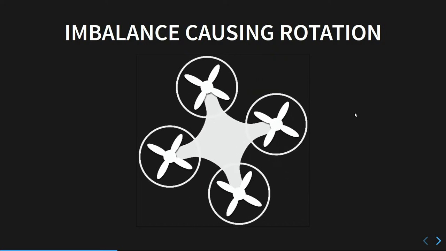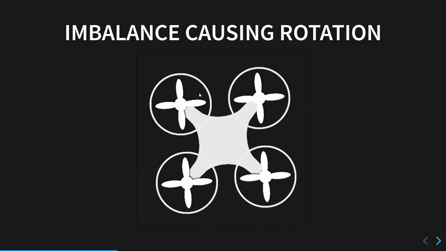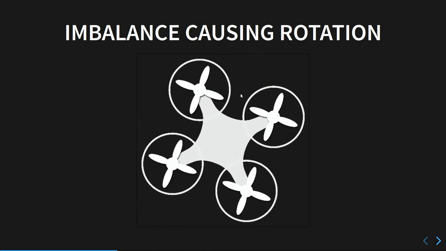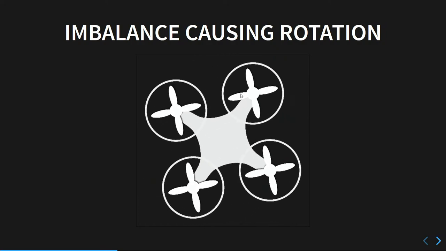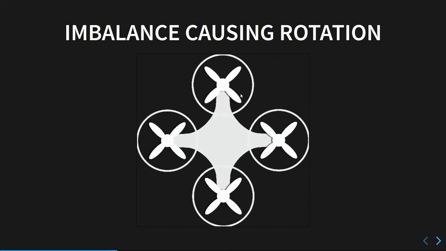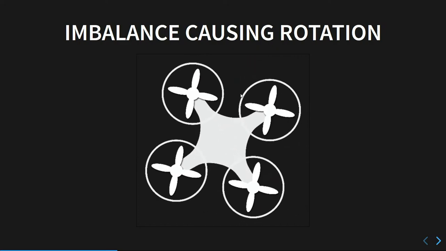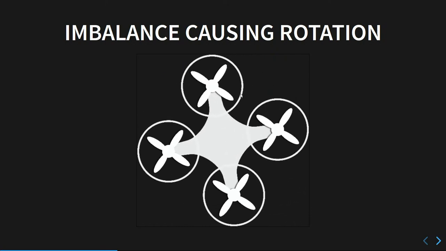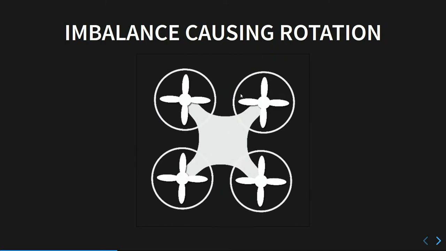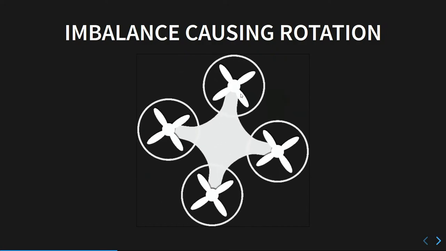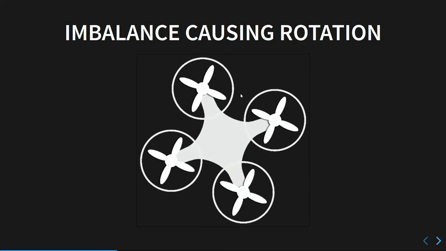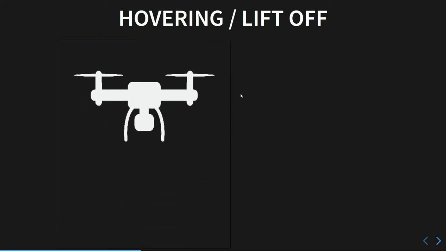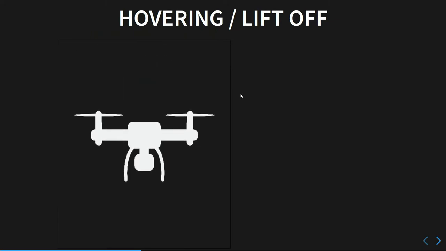And as I mentioned, if you have an imbalance between the motors, you will notice that they will create a rotation around the z-axis. Unless you want this to happen, you most likely want it to be pretty stable. But by having this clockwise, anti-clockwise configuration, you're able to control this part of the motion of the quadcopter as well. So now let's focus on the hovering and liftoff.